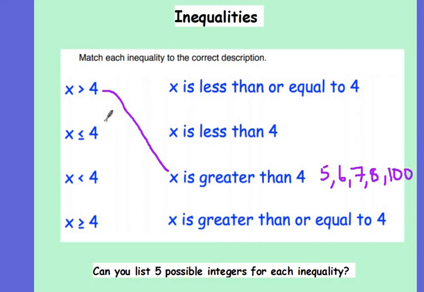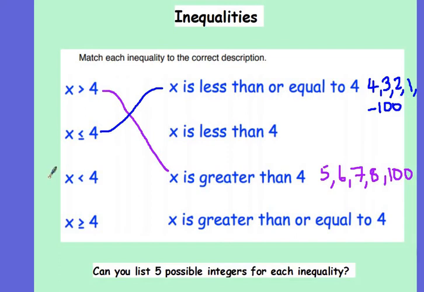For the second one, I've got x is less than or equal to 4, so that matches up with this one. And that means x could be 4, 3, 2, 1, -100. Any of those numbers would work.